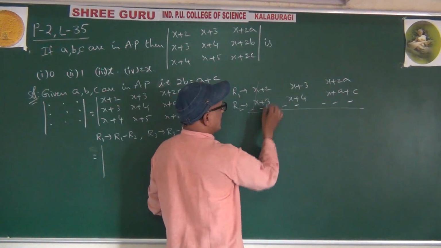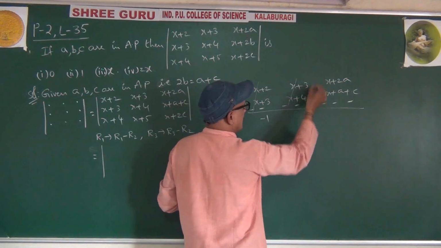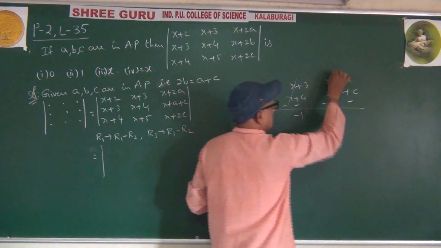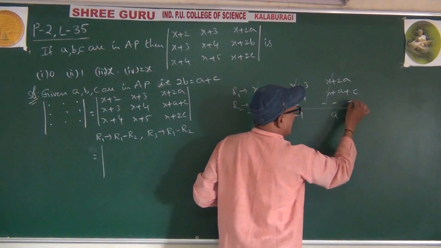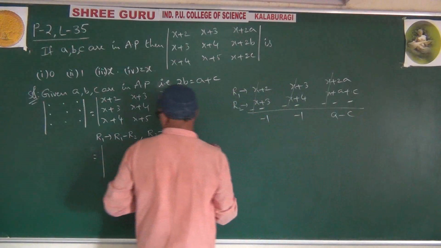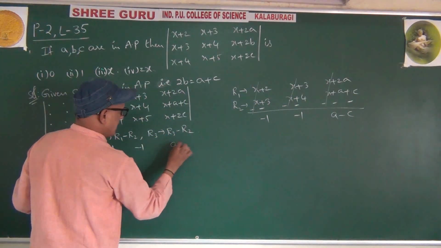x minus x got cancelled. Minus 3 plus 2 is minus 1. Plus x minus x got cancelled, minus 1. Plus x minus x got cancelled, 2a minus a minus c. This is the first row: minus 1, minus 1, a minus c.